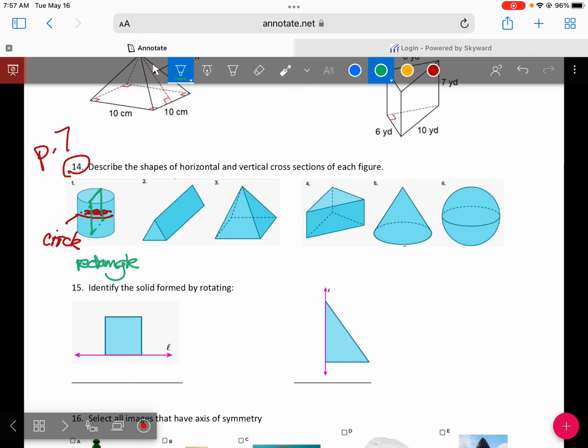Okay, so looking at number 2, horizontally, if I cut this right here, what is that shape going to be a cross section of? That's going to be a rectangle. So I'm always doing the horizontal one first. And if I cut it from the top, what shape are we going to see vertically as I slice that? Triangle. Yep.